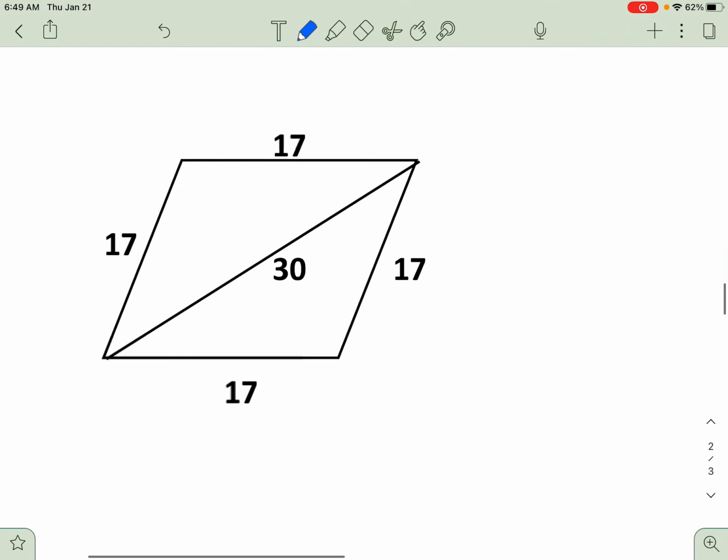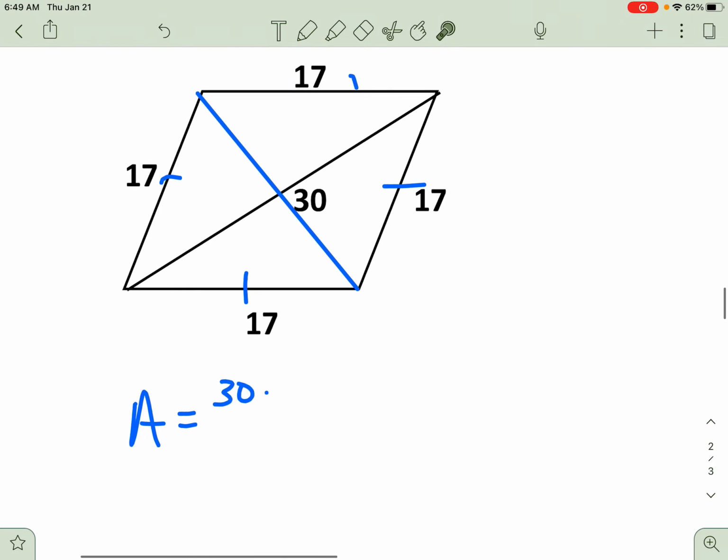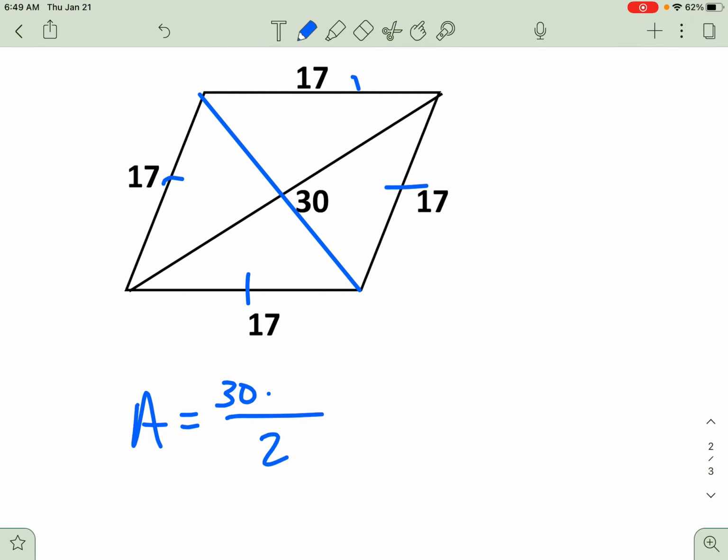All right, last couple here. This is a rhombus. It's got all four sides the same. Okay, rhombus, you take one diagonal and multiply by the other. So one of these is 30. We don't know what the blue line is, though. We don't know what this is. We know this is 30. We don't know what this line is. And then divide by 2. So how can we figure it out?